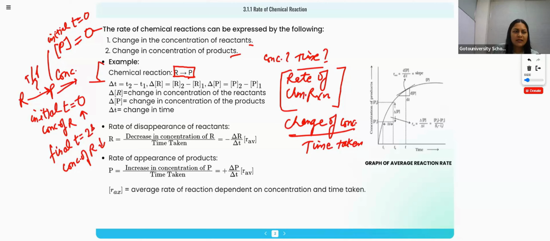That product formed will gain concentration from 0 to some point. Whatever concentration of the reactants, they will provide, the product will jump from its 0 concentration to some point, right? So how do we calculate this whole rate of chemical reaction? By the change in time, taken as the final time minus the initial time.